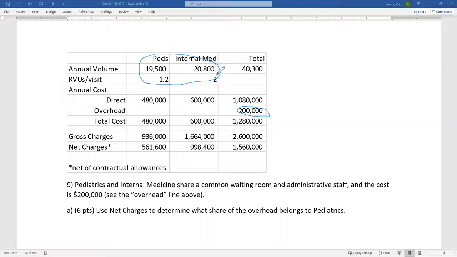We are not going to just say 1.2 plus 2. What we need is a weighted average of the two. So we're going to multiply 19.5 times 1.2 and 20.80 times 2 to get a total number of RVUs. That will then become our cost driver. We'll divide 200,000 by the total number of RVUs, and we'll get a cost per RVU. Then I believe we want to do PEDS, so we'll take the number of RVUs generated for PEDS times the cost per RVU, and that'll determine the amount allocated.